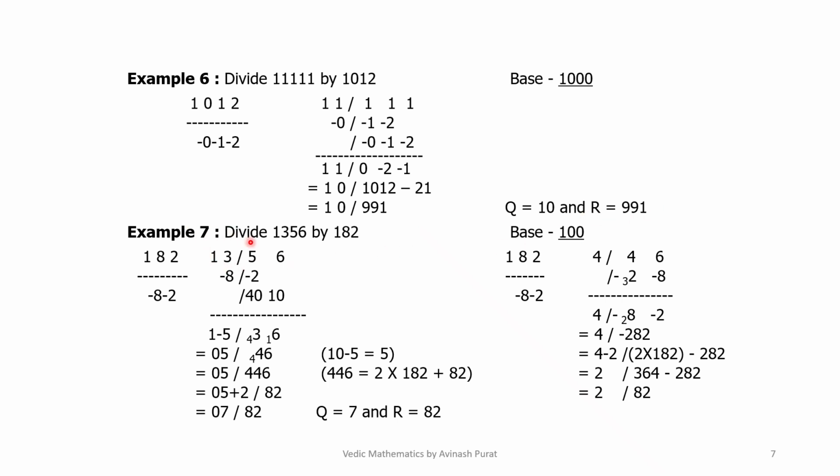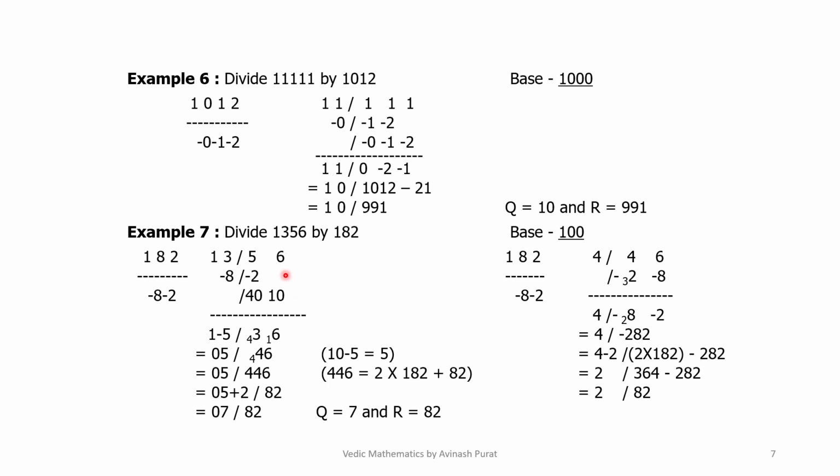Example 7. Divide 1356 by 182. Again base is 100 here. 182 minus 8 minus 2 taken down. 13 stroke 56. 1 brought down. 1 multiplied by minus 8 minus 2 is minus 8 minus 2. 3 minus 8 is minus 5. So minus 5 multiplied by minus 8 minus 2 is 40 and 10.